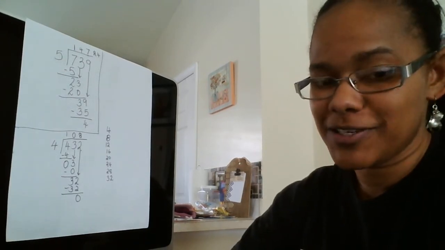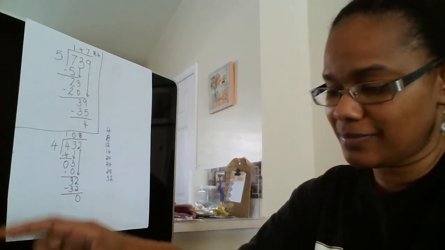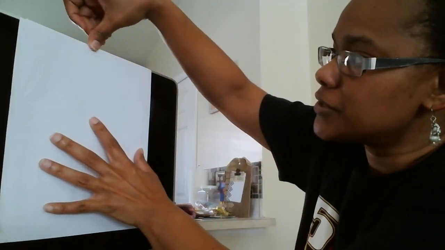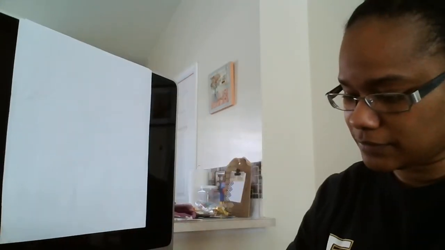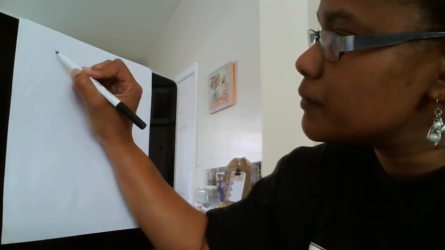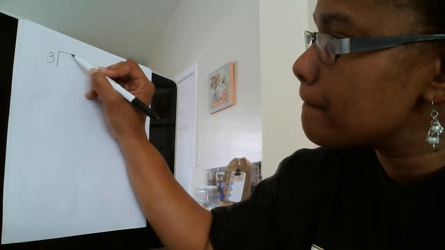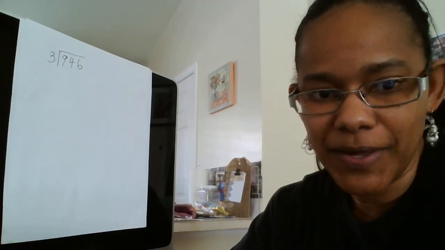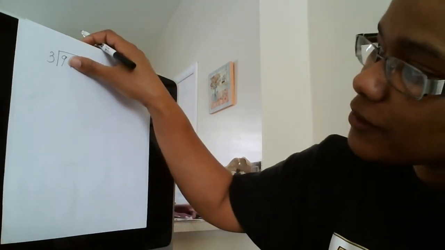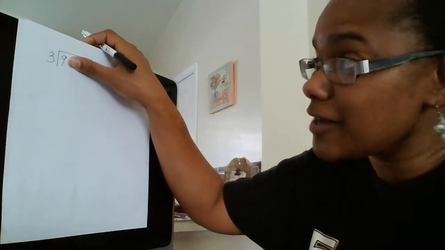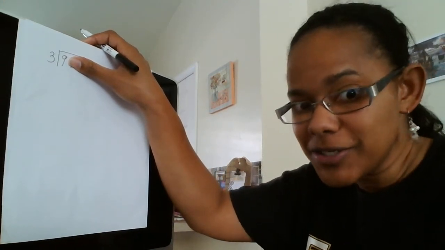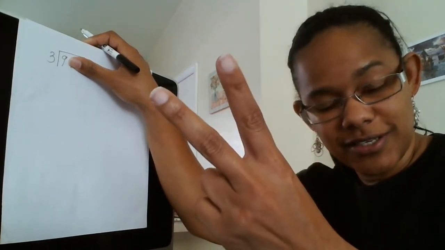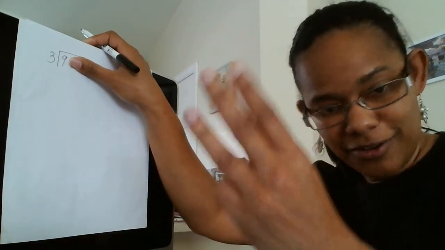Let Miss Chen-Black get her tape. I'm going to cover it over and we're going to do one more together. Let's do 946. Okay? All right. Block off the 46. How many times can 3 go into 9? How many 3s can I fit into that 9 without going over? 3, 6, 9. I can fit 3 of them.